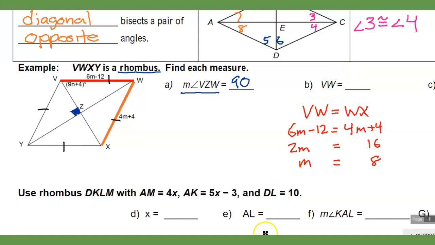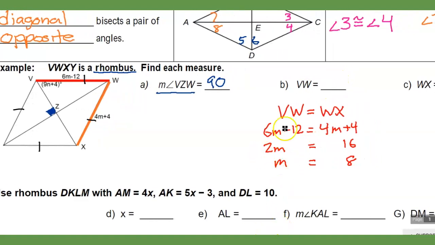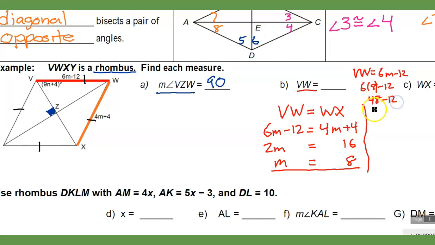And are we done? Is that our answer? No. Yeah, we need to know what VW equals. We have what m equals, so a little bit more. I'll put it right here. VW is 6m minus 12. So that's 6 times 8 minus 12. 48 minus 12 is 36. There we go. We know this side is 36.